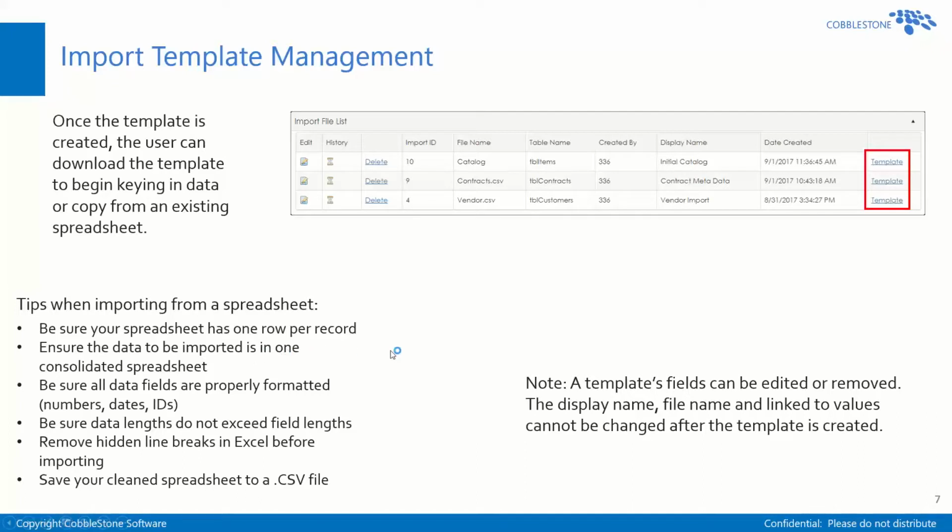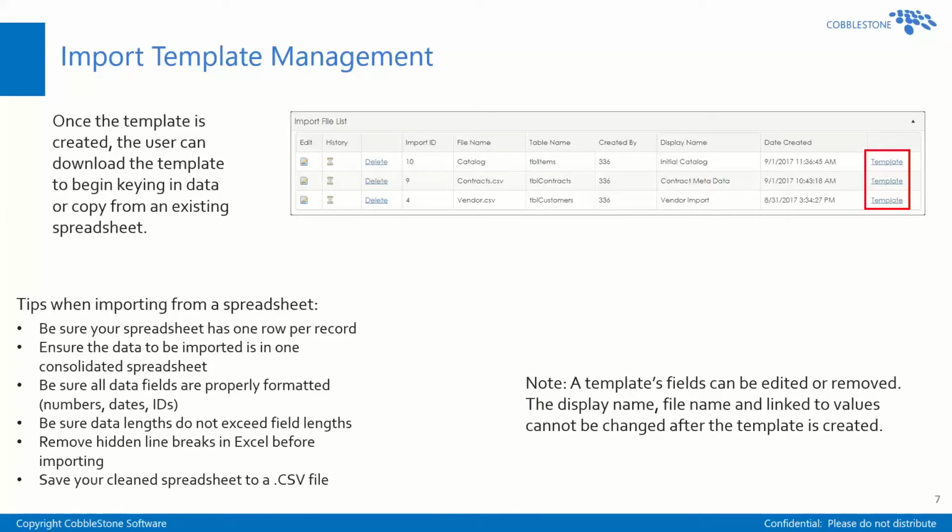Ensure that the data you're importing is in one spreadsheet. It's not spread across multiple sheets in a workbook. It has to be on a single spreadsheet. Make sure, as I mentioned, all your data fields are properly formatted. This is especially important if we're copying data from an XLSX or an XLS type file to a .csv.